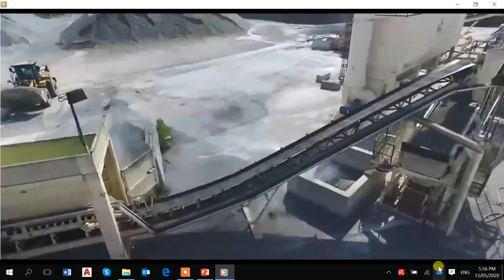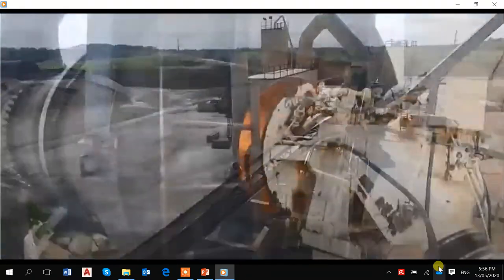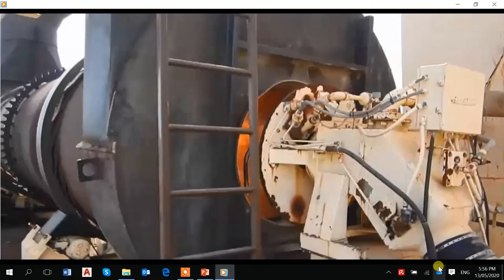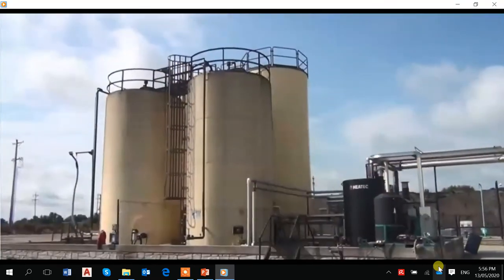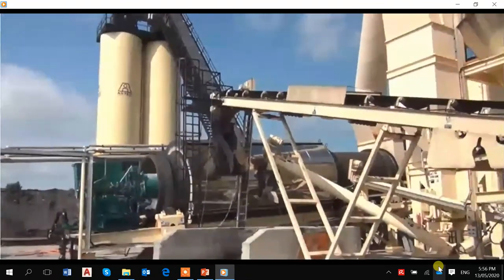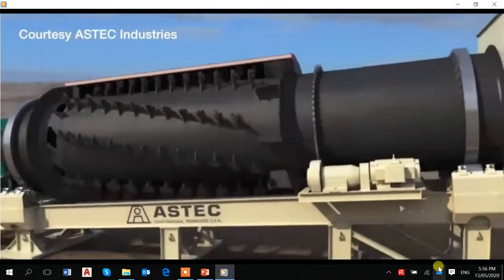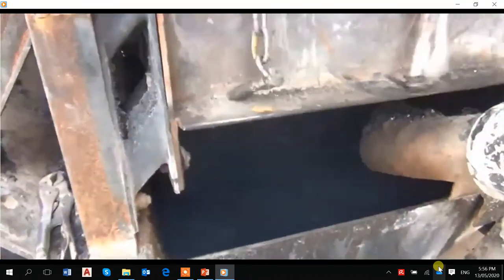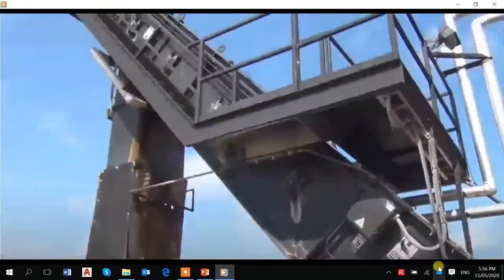Usually, the aggregate enters a large rotating drum with a gas-powered burner flame on one end. The aggregate is completely dried by the burner. Once that happens, liquid asphalt is pumped from the heated storage tanks and added to the drum, where the rotation mixes it with the aggregates. Once the asphalt is mixed thoroughly and heated, it is sent up to storage silos.